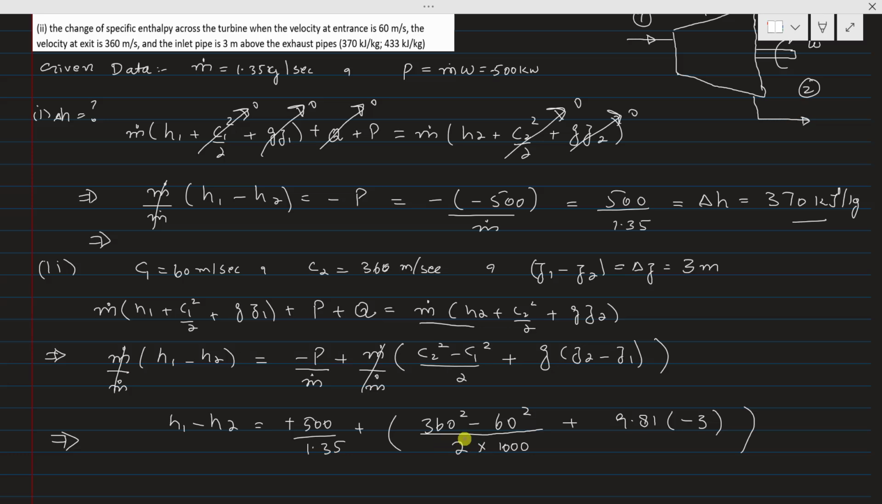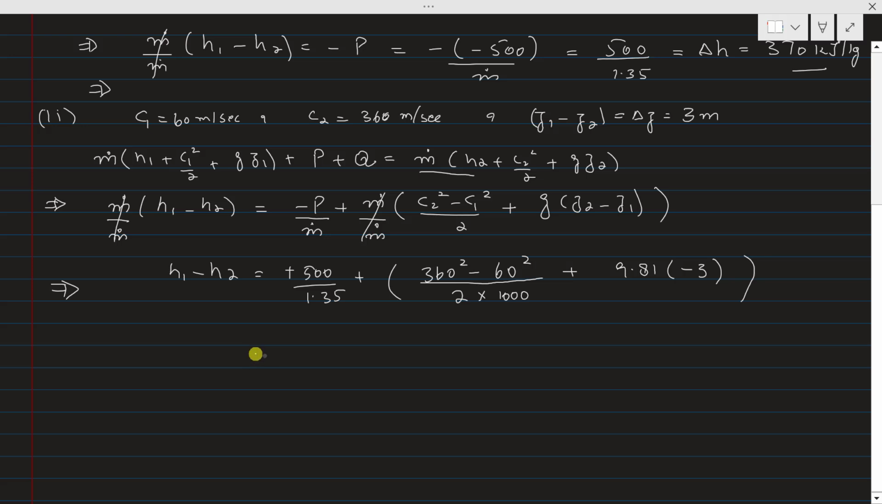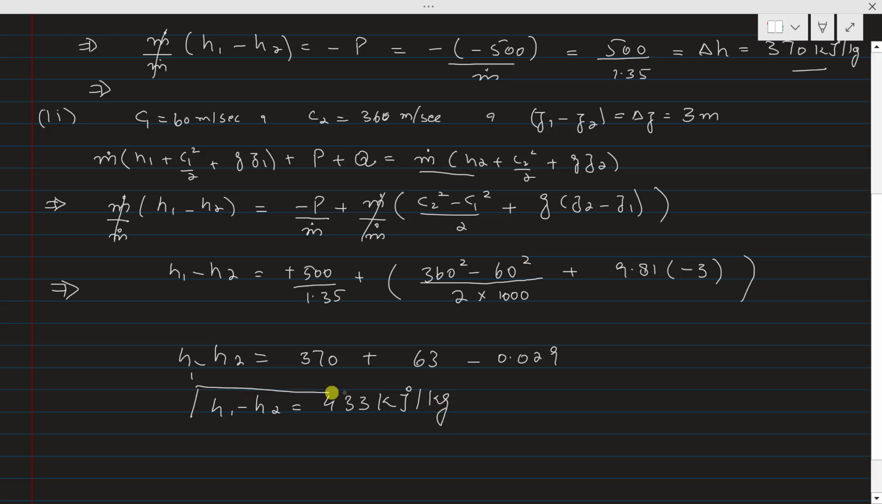So after solving each term on the calculator, you will get the value of H1 minus H2. This will give you 370 kilojoule, plus this will give you 63 kilojoule, and this will give you minus 0.029 kilojoule. So after solving, you will get the change in enthalpy under these conditions. It will give you 433 kilojoule per kg. And this is our final answer.